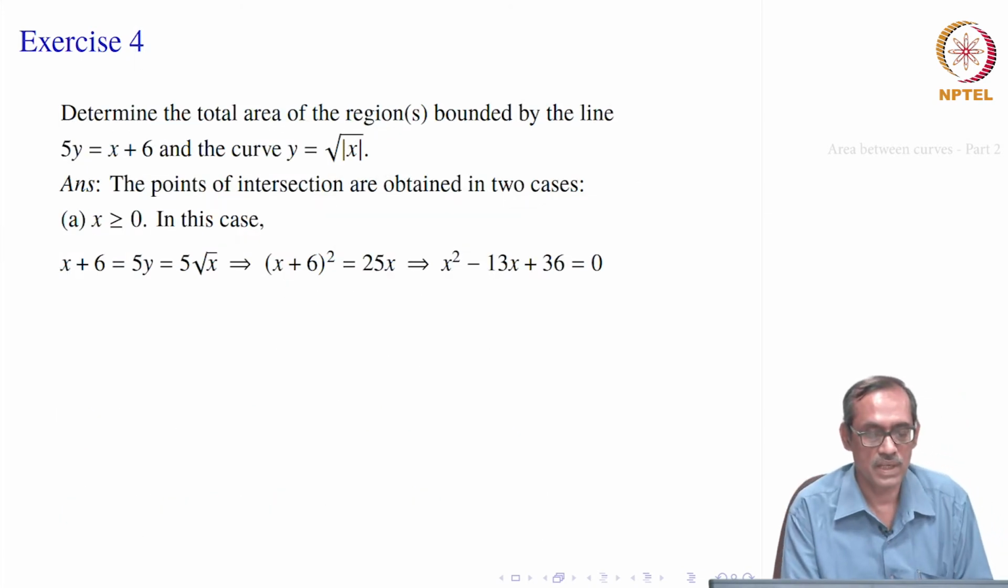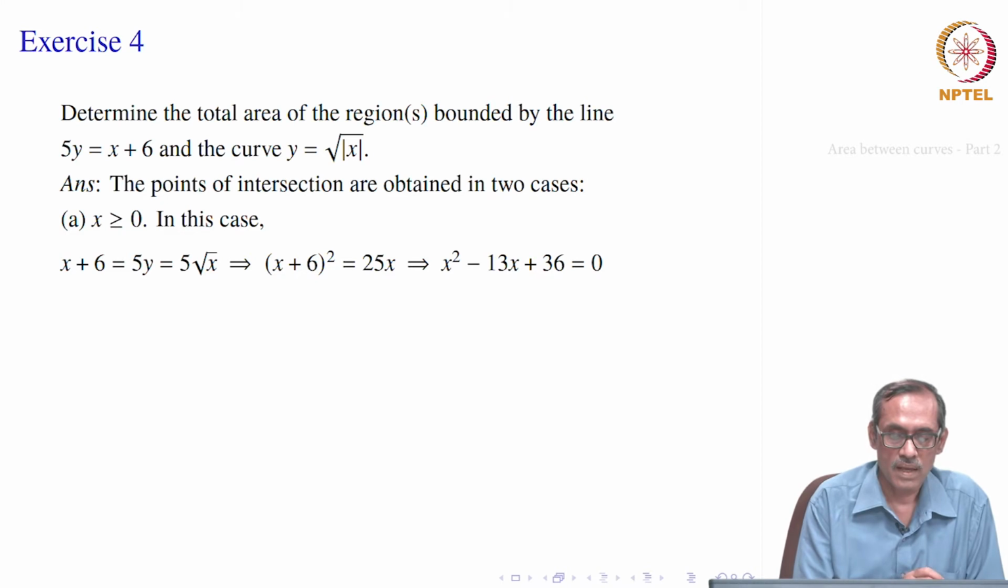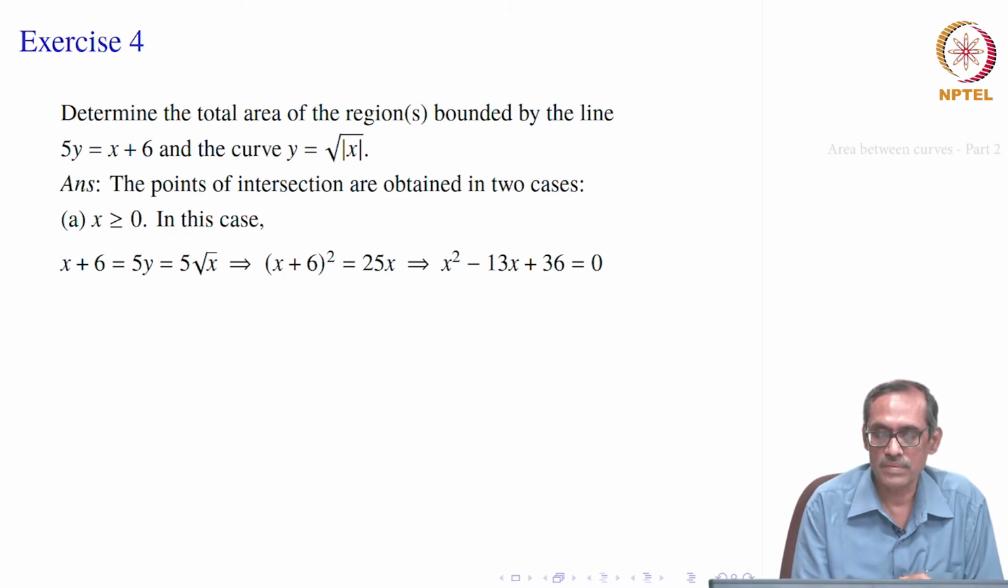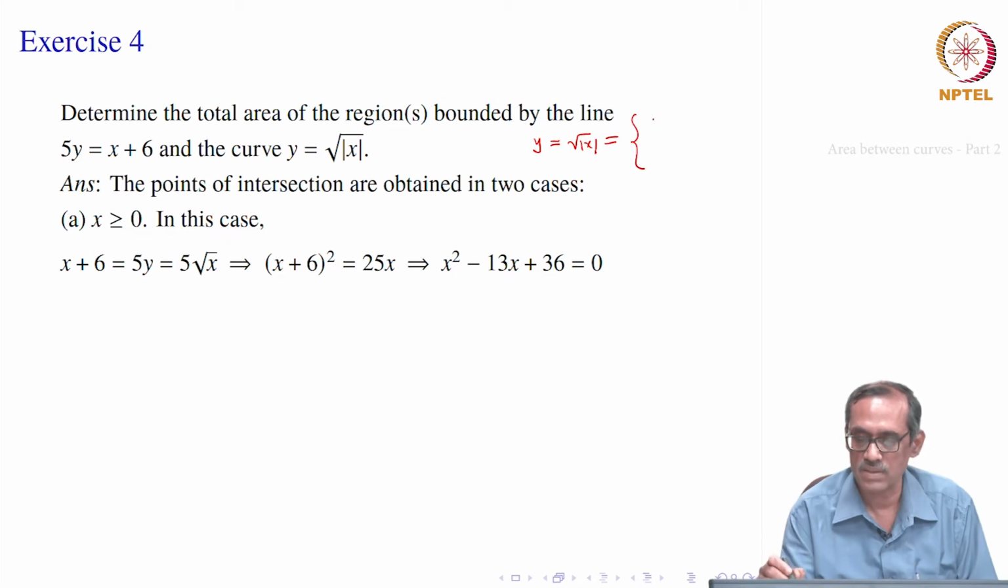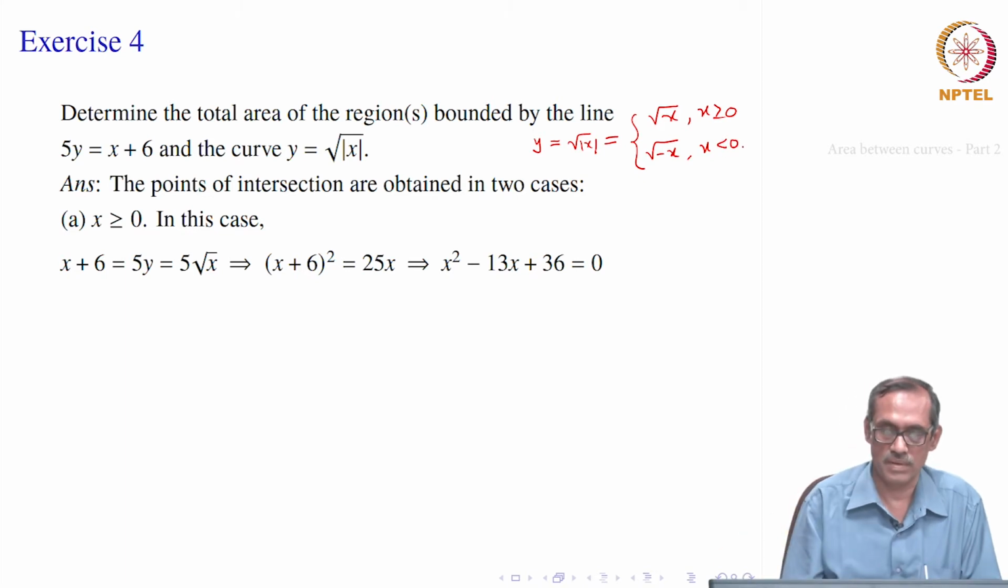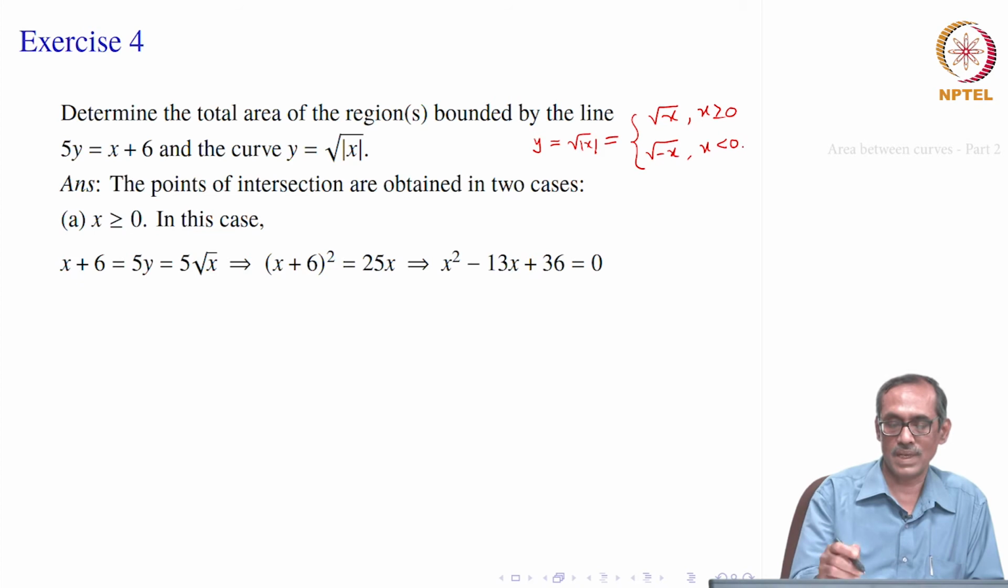So, let us go to exercise 4. We want to determine the total area of regions bounded by the line 5y equal to x plus 6 and the curve y equal to square root of mod x. If you use the definition of mod x, it is square root of x for x greater than or equal to 0 and square root of minus x for x less than or equal to 0. So, that is how the curve looks.